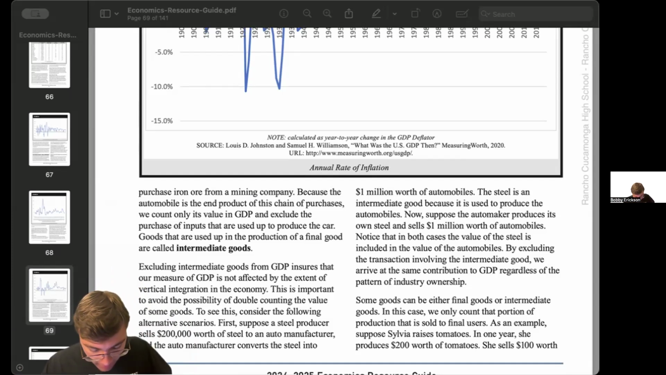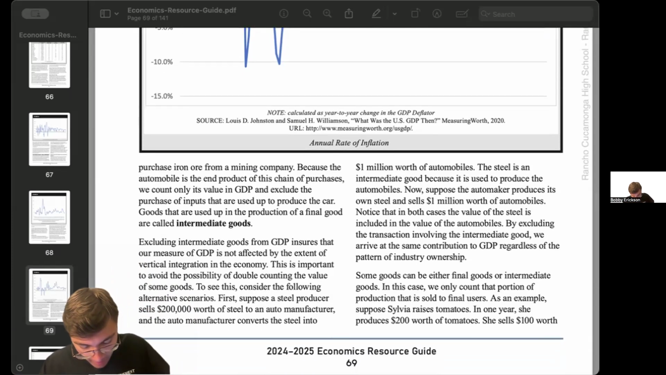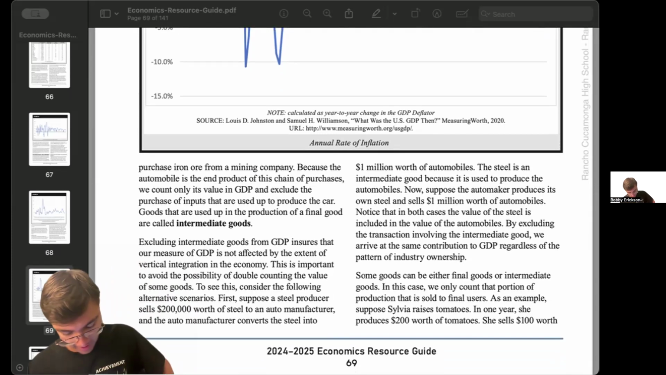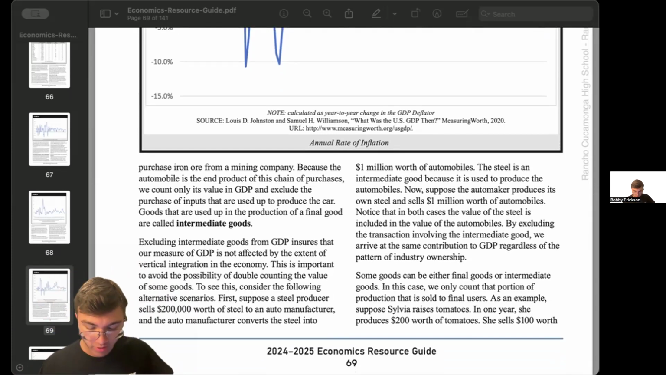So let's say that a steel producer sells $200,000 worth of steel to an auto manufacturer, and then the auto manufacturer converts it to $1 million worth of automobiles. The steel is clearly an intermediate good because it went towards those automobiles. And now, let's say instead the automaker decides, no, actually, we're going to make our own steel and then sells the $1 million worth of automobiles.